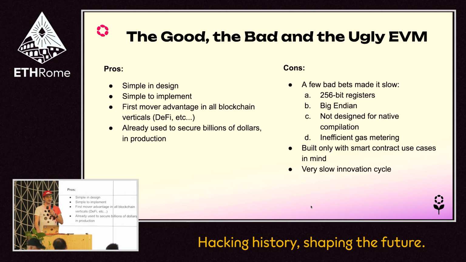But there are some cons as well. There's a non-native architecture, which makes it slow. It could be closer to the hardware, big endian. It's not designed for native compilation. And there are improvements that Vitalik mentioned recently, a couple of months ago, that his idea was to move probably to a better architecture, and they discovered that RISC-V is the way to go right now.